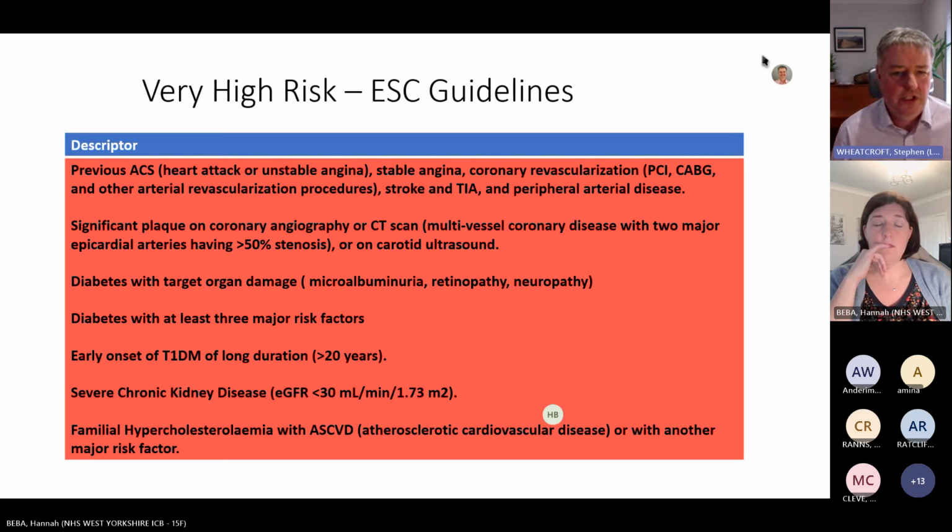So the QRISK score is no longer relevant. He's got established atherosclerotic cardiovascular disease and other risk factors, including type 2 diabetes and CKD. So he would be considered to be at very high risk, and he fits the European Society of Cardiology guidelines criteria for being at very high risk of future cardiovascular disease.